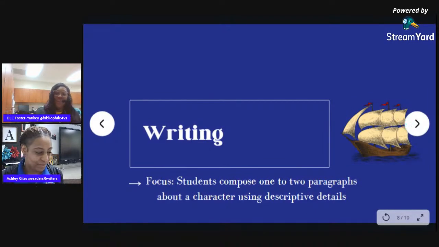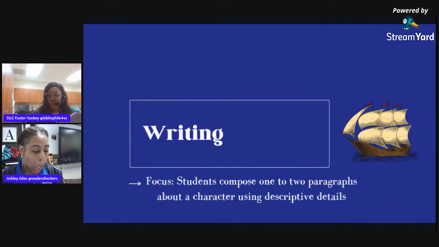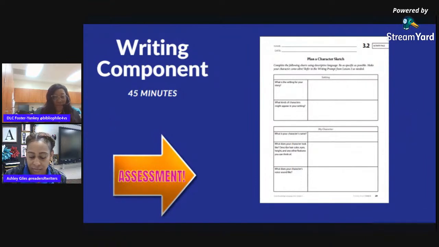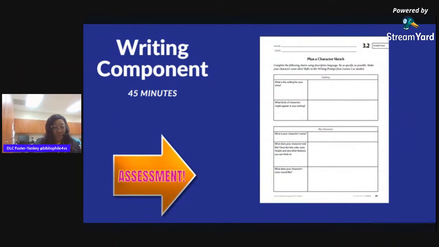So the focus for writing is that students are going to compose 1 or 2 paragraphs about a character using descriptive details. So directly tying into that close read that they have just done in reading and identifying descriptive details. First, they're going to draft a character sketch for 35 minutes. Yeah. So students are going to turn to activity page 3.2.